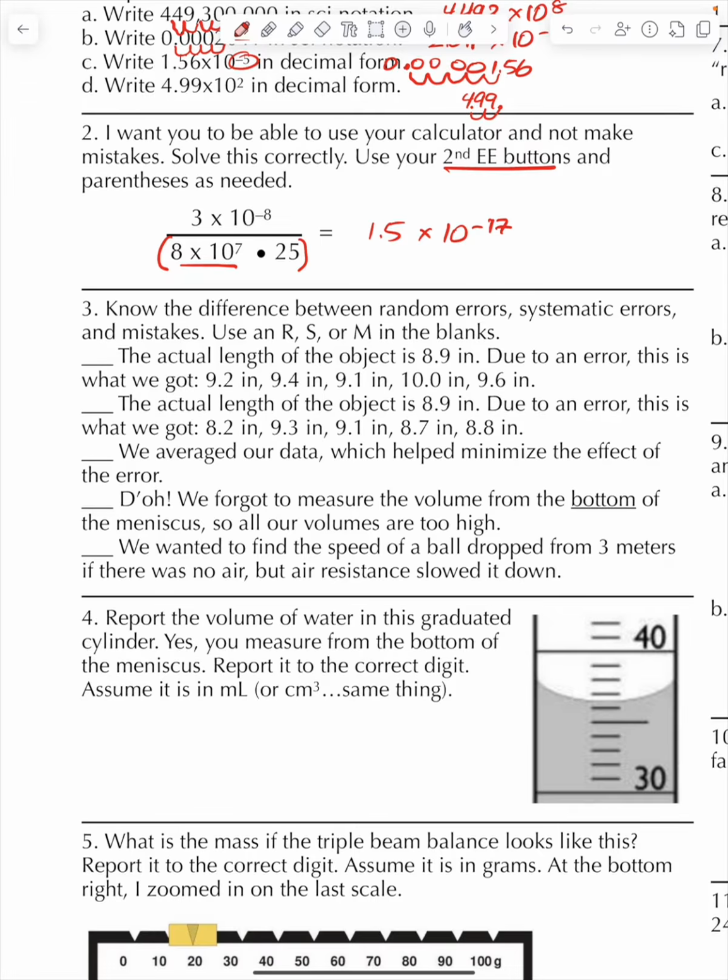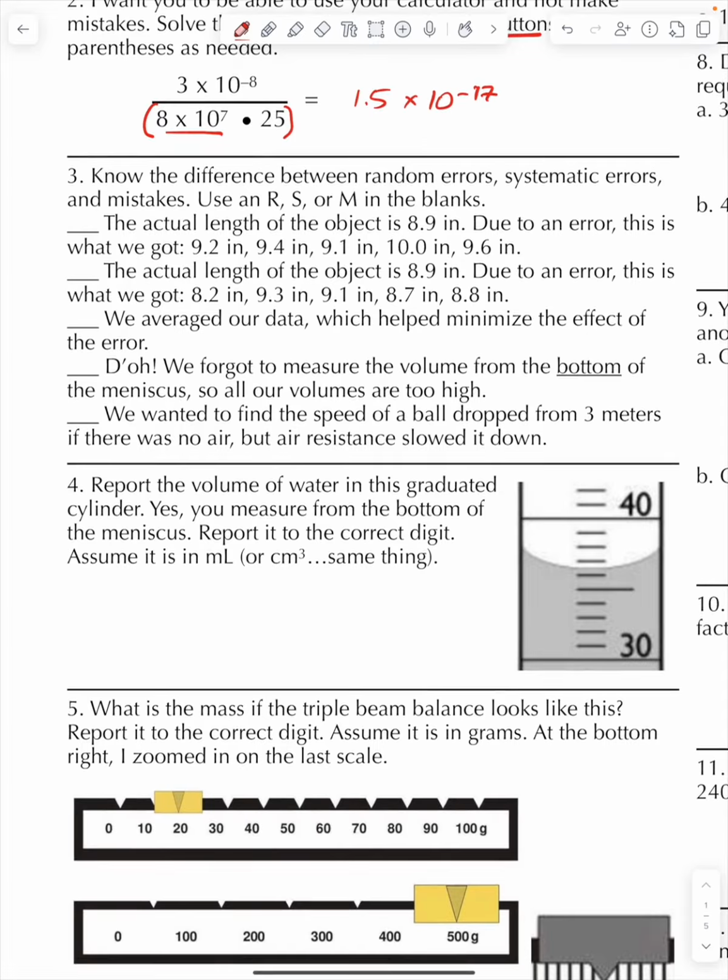Okay. So let's do a little mini lesson. Again, if you don't care about this, move ahead, about random and systematic errors and mistakes. First of all, mistakes. Those are things that you do wrong. It's not the experiment's fault. It's just that you weren't being careful, you didn't follow directions, you're plugging wrong things in your calculator, whatever.